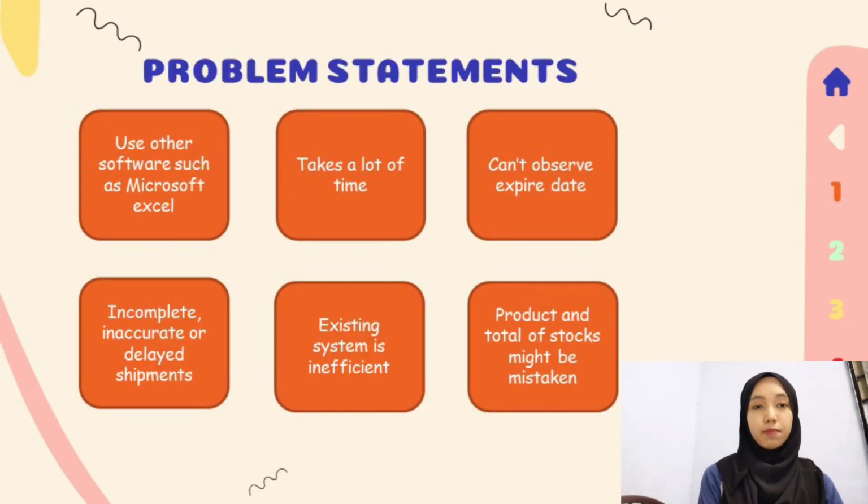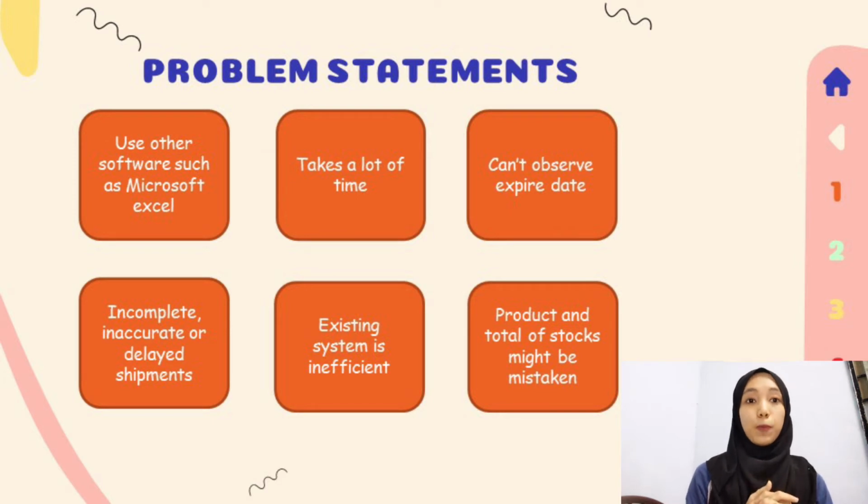Okay, next I will present the problem statement of our system. The first one is that companies and organizations do not use an inventory management system to observe their stock and orders from customers. They use other software such as Microsoft Excel. Second, it takes a lot of time to manage the stock and customers. It also can't observe the expiration date for an item. It leads to incomplete, inaccurate or delayed shipments. The old inventory management system is also inefficient and needs many apps to handle the customer, product and stock. And the last one is that the product and total of stock might be mistaken because of human error.